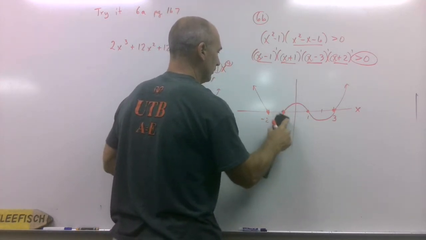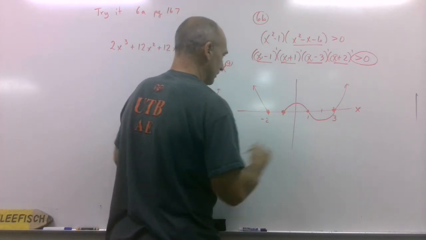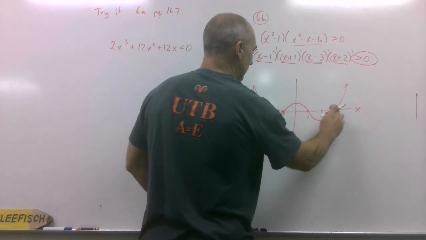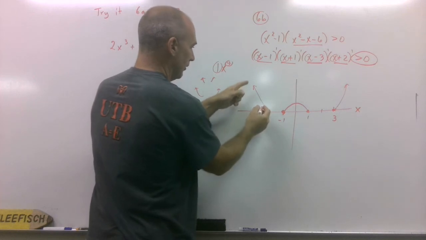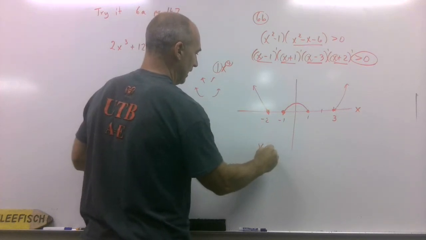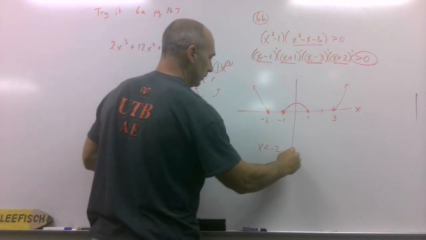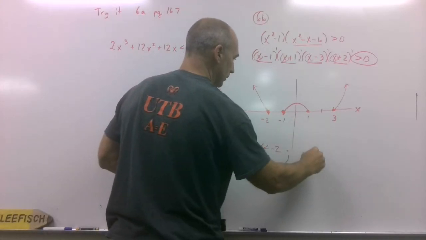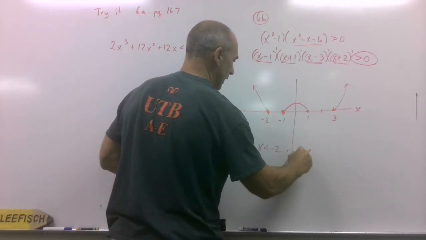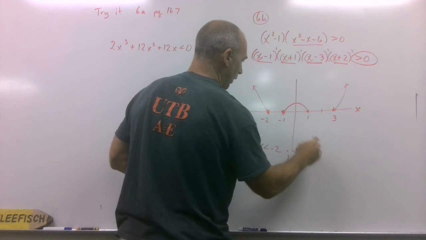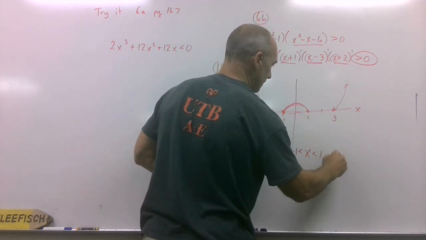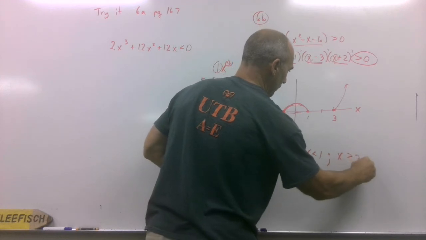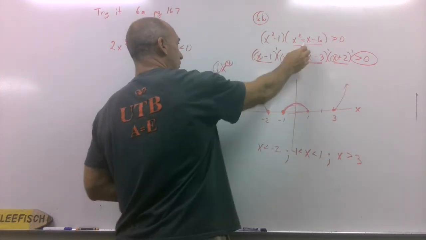So I can get rid of this. I won't forget that this is negative 1. And I can get rid of this. Where is it above the x-axis? From here, so I'd say x is less than negative 2. In here, x is greater than negative 1, but less than 1. That explains this space. And then this, x is greater than 3. There's my answer for that crazy problem.